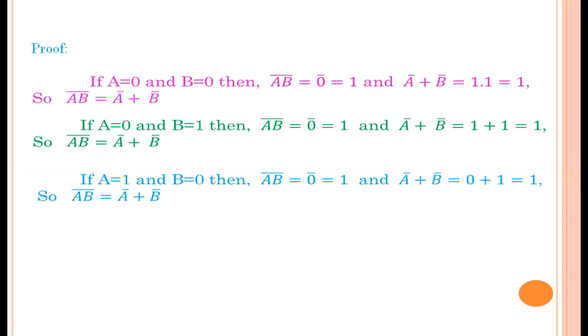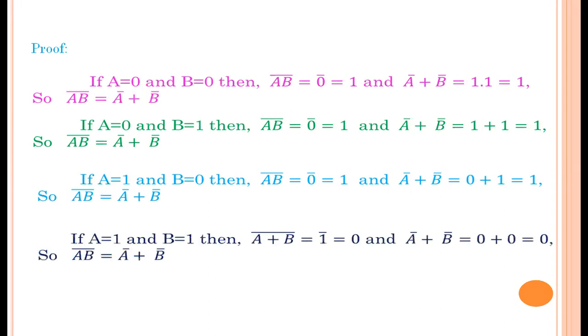For the third combination, if A is 1 and B is 0, then AB is 1 into 0, which is 0, and 0 bar is 1. And A bar is 0 and B bar is 1, so 0 plus 1 is 1. Both outputs are 1. The last combination is A equal to 1 and B equal to 1, where (AB) bar is 0 and A bar plus B bar is also 0. From these four examples, we can say that De Morgan's theorem is verified, and hence (AB) bar is equal to A bar plus B bar.